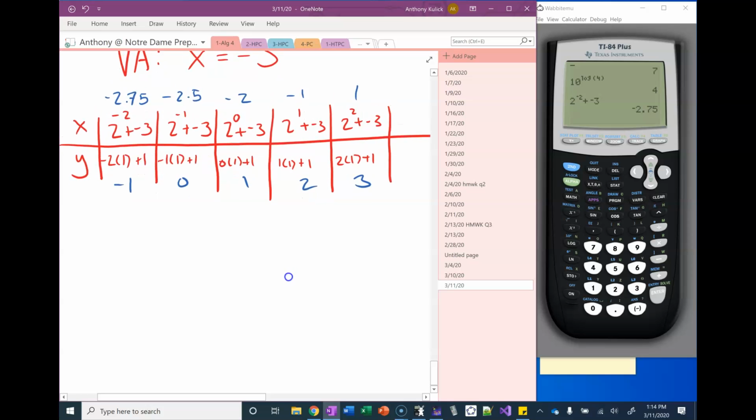Now that I have my XY table, I'm going to go ahead and make an axis. So 1, 2, 3, 1, 1, 2, 3. So the first thing I like to do is draw in my vertical asymptote. So that vertical asymptote's at negative 3.